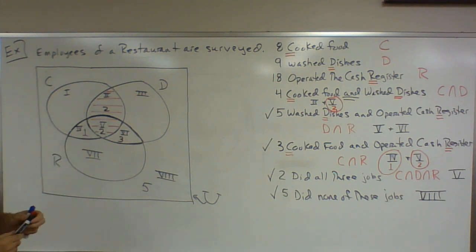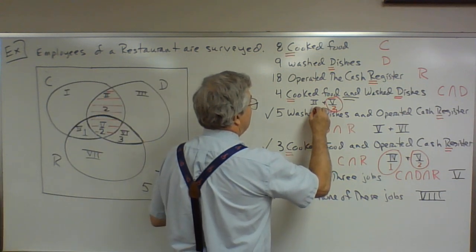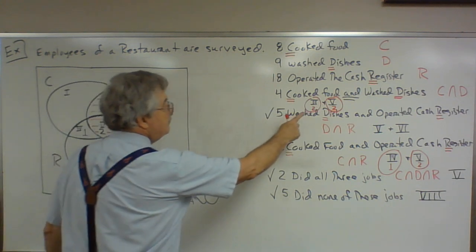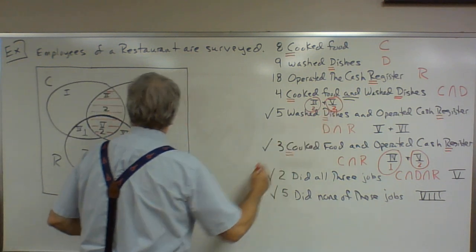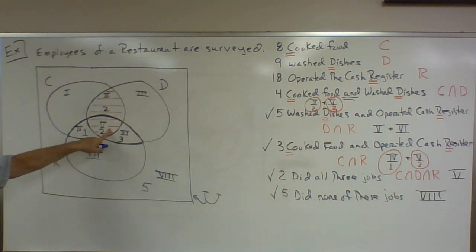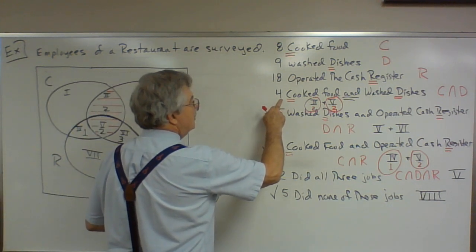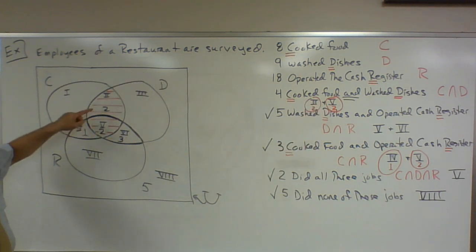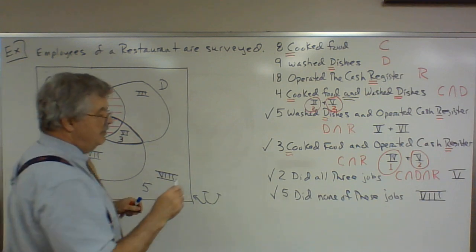Now, does that work? Two people in region 2. Two people in region 5. And we have four people that are in region 2 and region 5 combined. Region 2, two people. Region 5, two people. Combined, that's four people. Okay, that works.